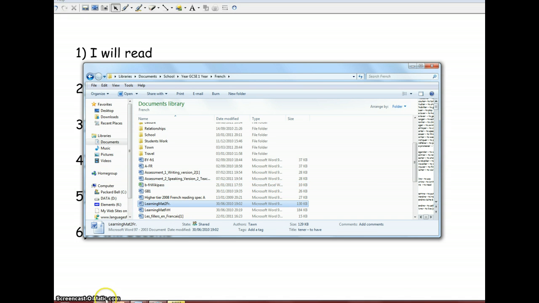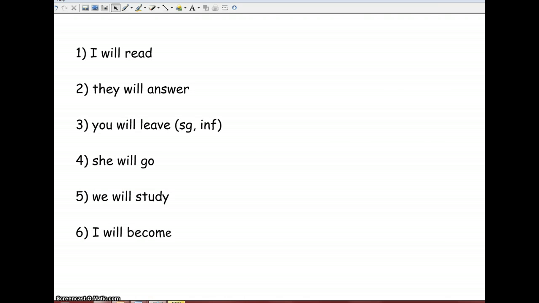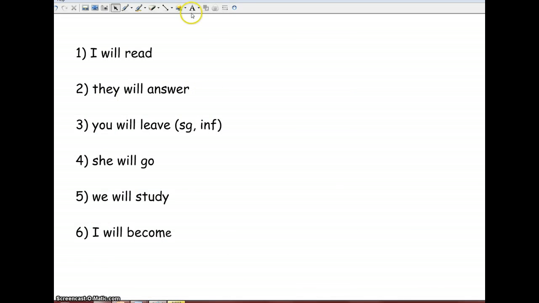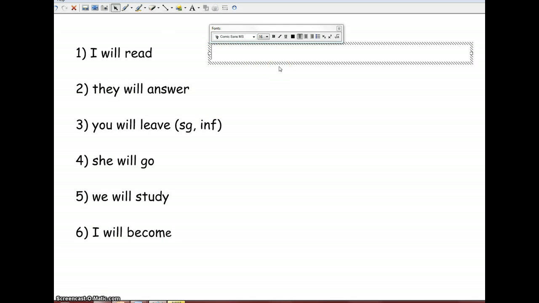Okay, so now we've got lire, we need to check to see if it's irregular, and our irregular future tenses are on the back of the higher tier learning mat, and lire is not there. So we are going to go to stage 2, and we're going to jot that infinitive down, and because it's an RE verb, we're going to take off the final E.